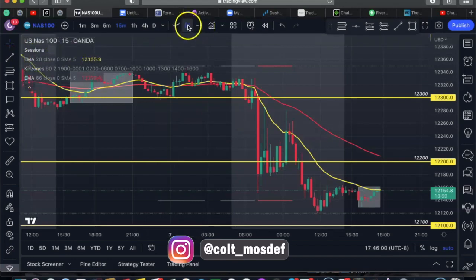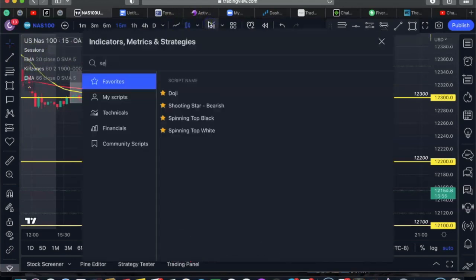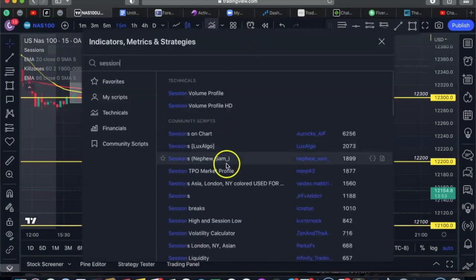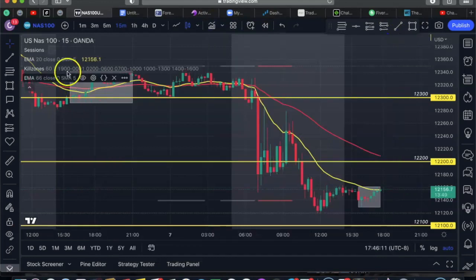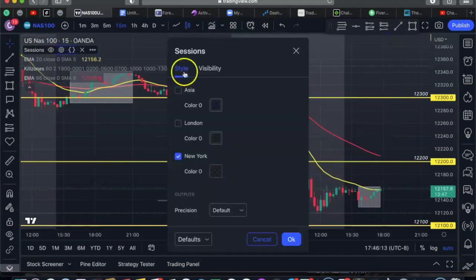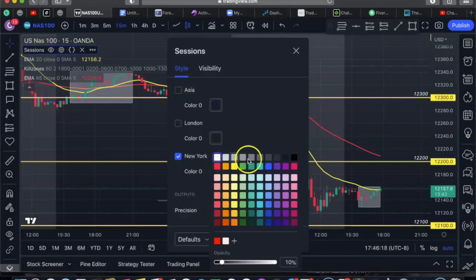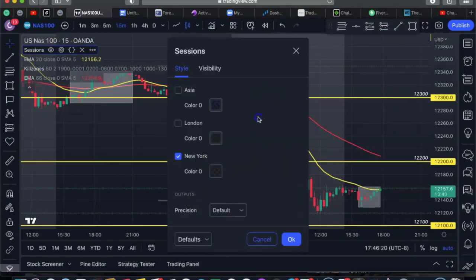The first one is the sessions indicator. So if I go right here and I type in session, it's going to be this one right here, sessions Asia, London, New York colored. And then when I go to the settings, I have the New York only marked up. So if you go right here, you can change the color, the opacity. You can add the London and the Asia if you want. It's really up to you.